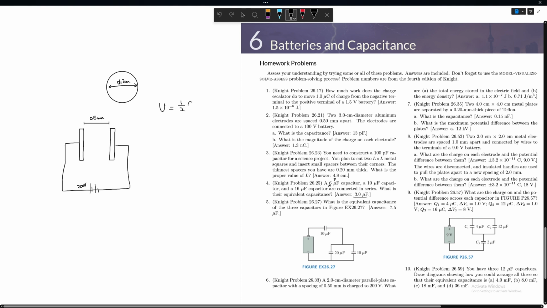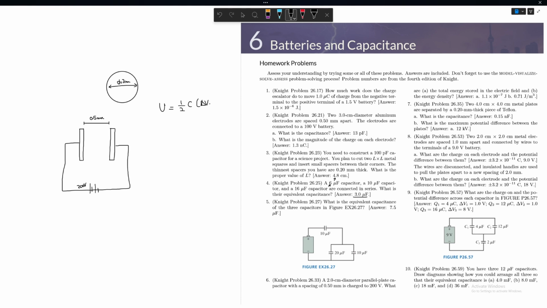1 over 2 C V_C squared. This gives you the work done, or in other words, the total energy stored, right? Energy is joules, and this is joules. In order to calculate this, 1 over 2 is a constant, and I need capacitance. Does this give me capacitance? If I have the separation and the area, I can calculate the capacitance of this capacitor, because capacitance equals epsilon naught A over D.